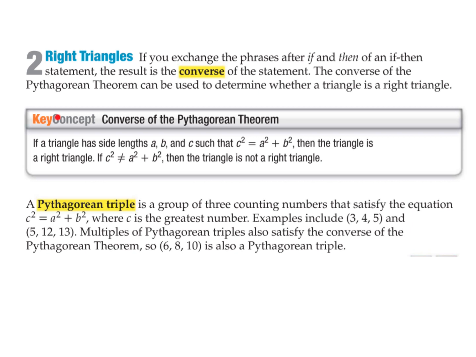Let's read what it says right here in the key concept of the textbook. If a triangle has the lengths a, b, and c, such that the Pythagorean theorem, c squared equals a squared plus b squared, then the triangle is a right triangle. If a squared plus b squared does not equal c squared, then it's not a right triangle, okay?